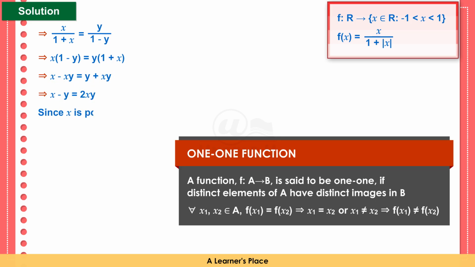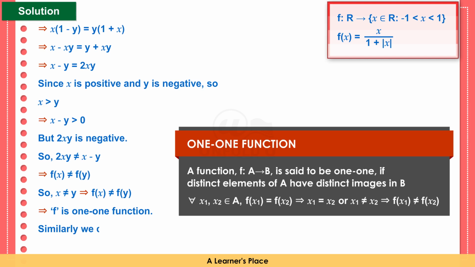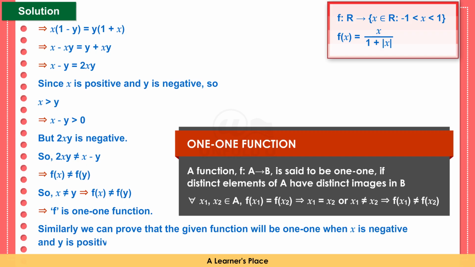xy. Since x is positive and y is negative, so x is greater than y, which implies x minus y is greater than 0, but 2 into xy is negative, so 2 into xy is not equal to x minus y, which implies f of x is not equal to f of y. So, x is not equal to y implies f of x is not equal to f of y, which implies f is 1, 1 function. Similarly, we can prove that the given function will be 1, 1 when x is negative and y is positive.